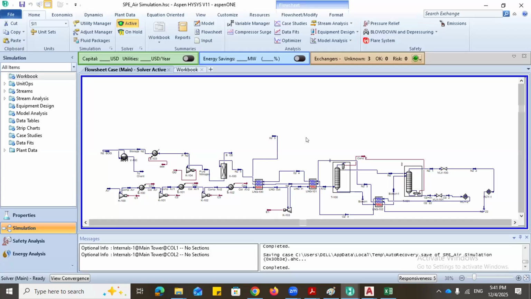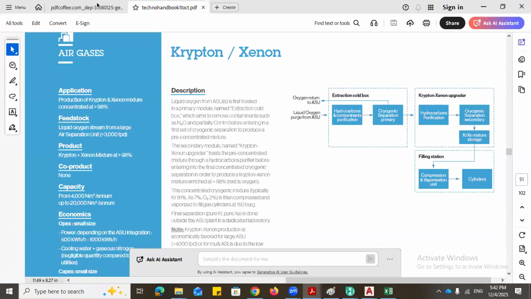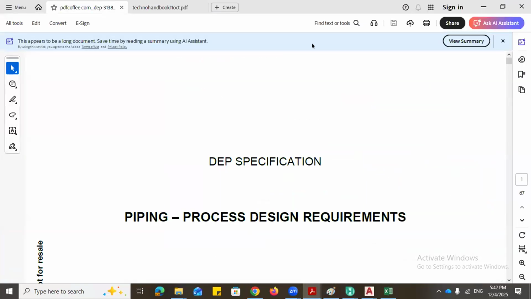If Shell contracts this project to me as Max Engineering Limited, what I'm going to do is I will request for this. This is it. Let me reduce it. Let me minimize it.